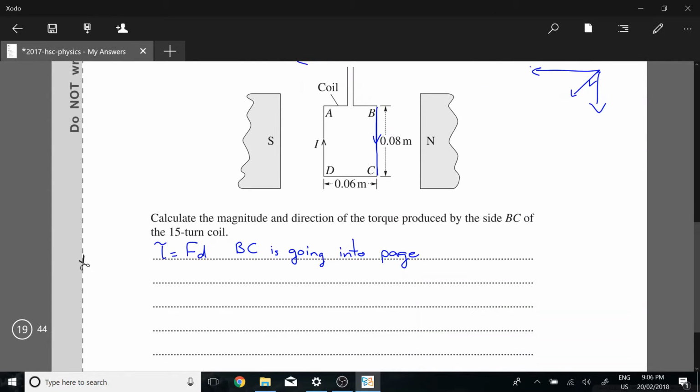So guys, you don't have to draw that sort of stuff when you're in an exam. I'm just doing it for your benefit, or maybe you could do it in an exam for your own benefit.